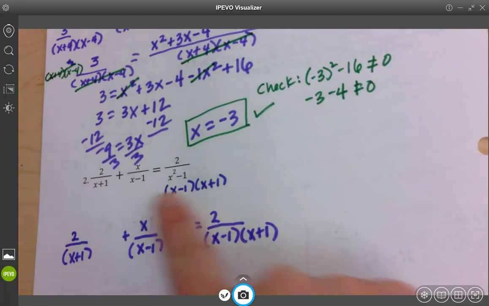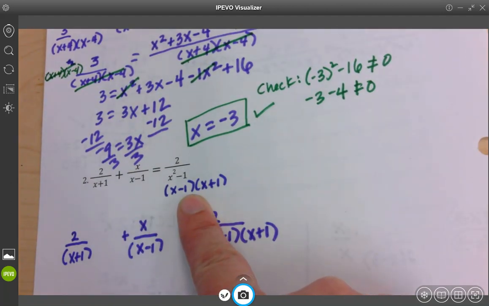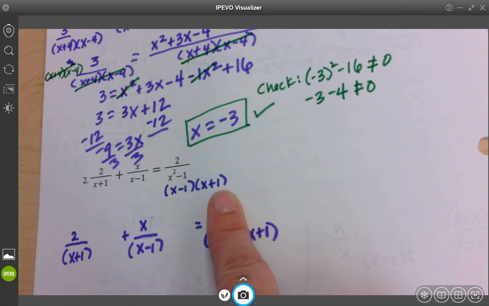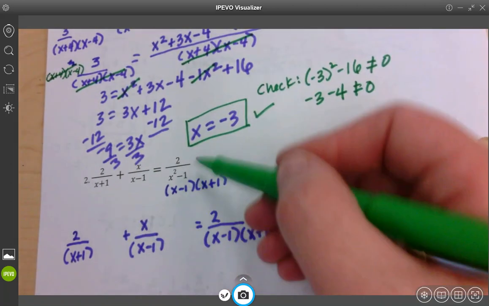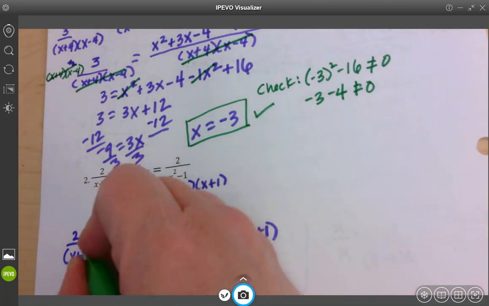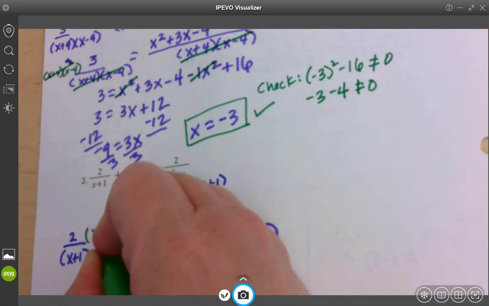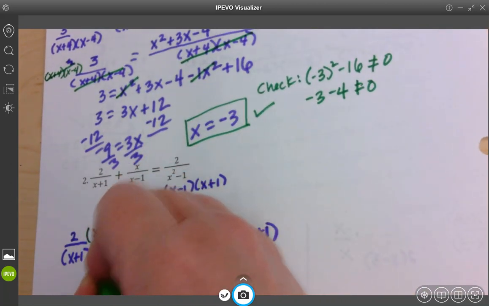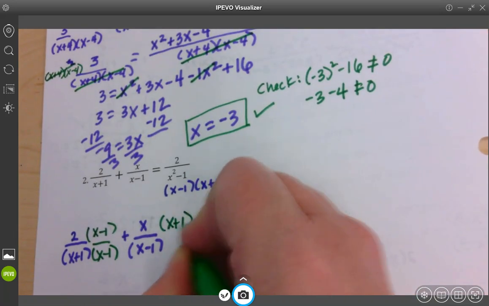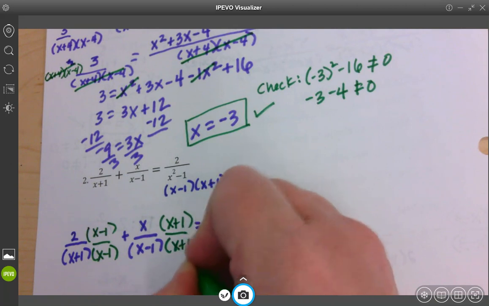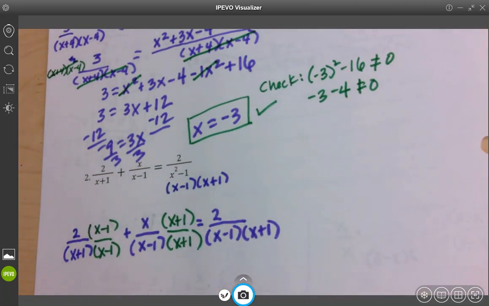Okay, so we factored x squared minus 1 to be x minus 1 times x plus 1. And now we need to make sure every fraction has the same denominator. So I'm going to multiply this one times x minus 1 over x minus 1. And this one, x plus 1 over x plus 1. And this one's fine. Okay, here we go.